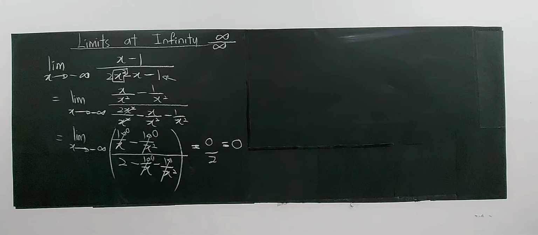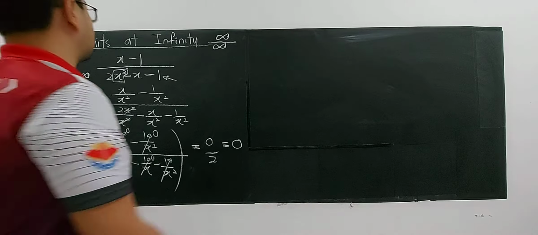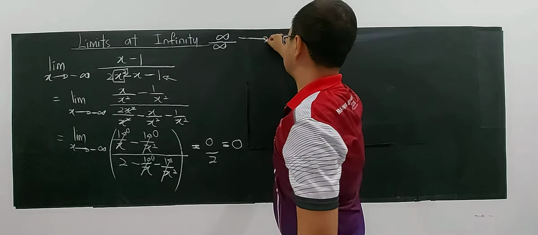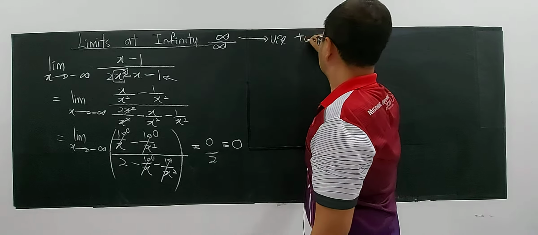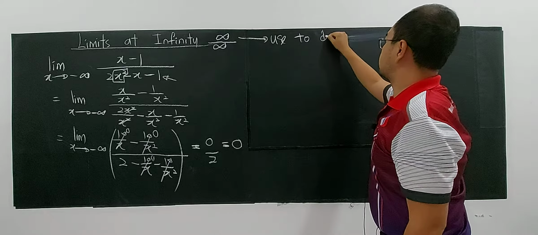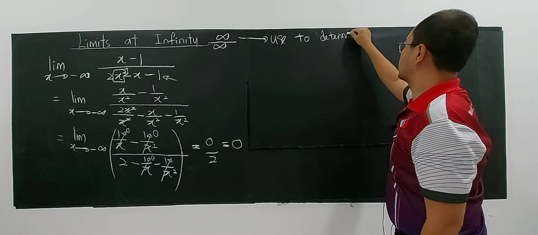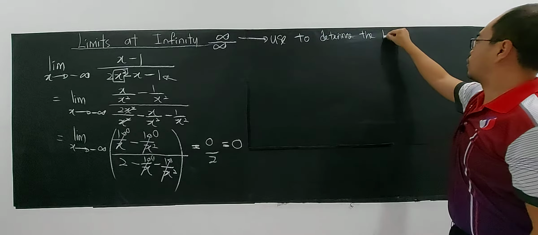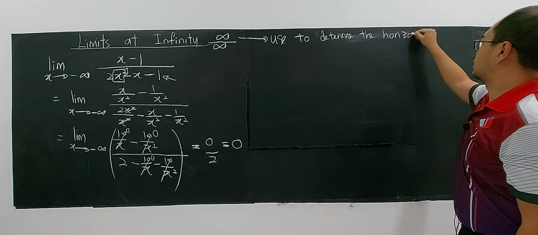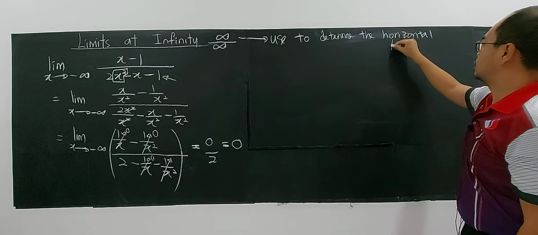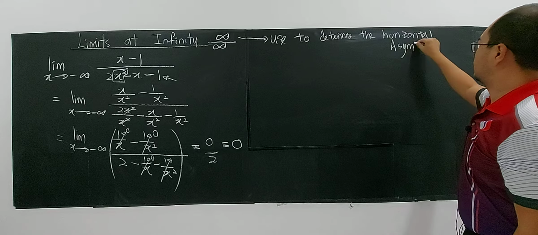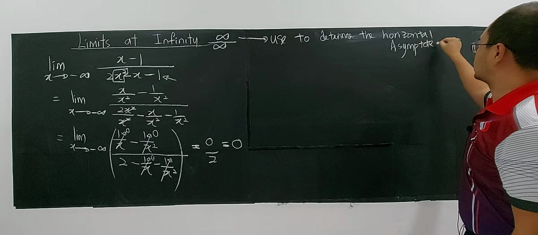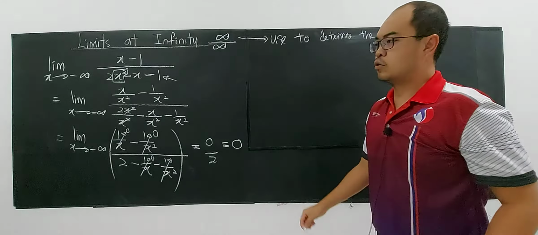So actually, this concept of limits at infinity is used to determine the horizontal asymptote. Horizontal asymptotes. Alright? So very easy.